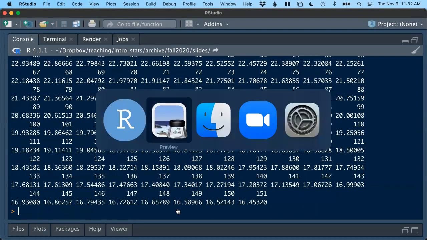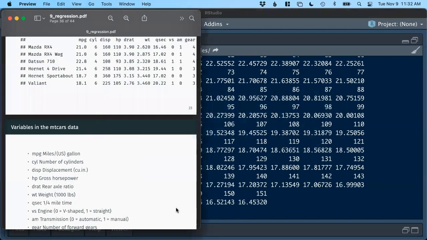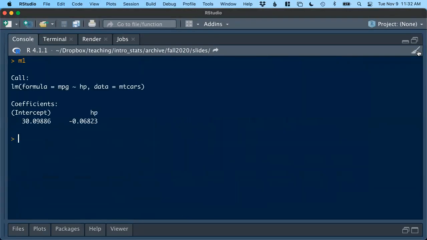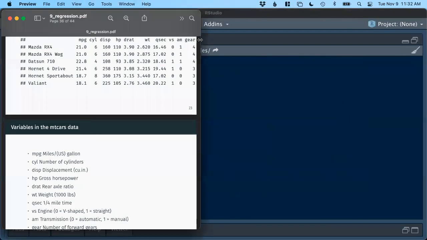Okay, that got a little advanced, but what we've done is we've taken M1 and generated predictions from it. Ultimately, that's what we want our regression models to do: help us learn what we would expect to see for our outcome variable at different levels of the predictors. Okay, so let's flip back for a second.